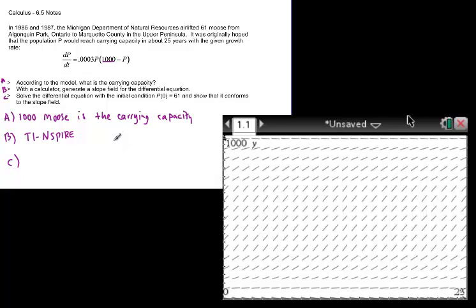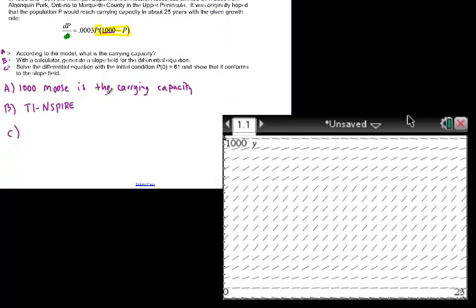Part C then says, solve the differential equation with the initial condition that P of 0 is equal to 61 and show that it conforms to the slope field. So now what we want to do is get our variables separated out. So notice that right here I've got P's, and right here I've got T's. So those guys have to trade places. I can't work this problem the way it is with them on those sides.